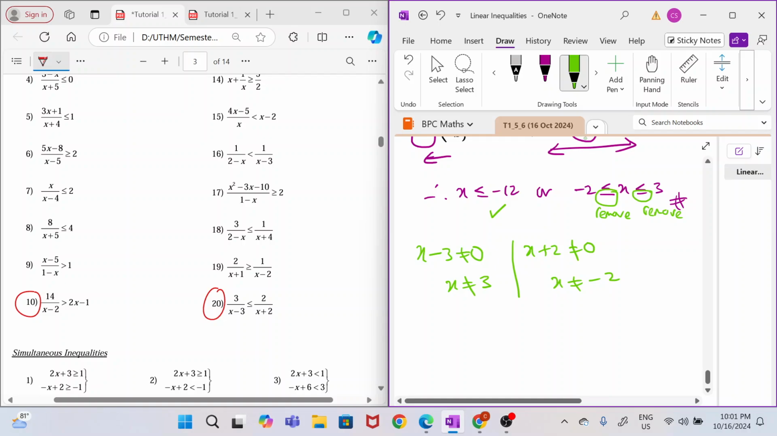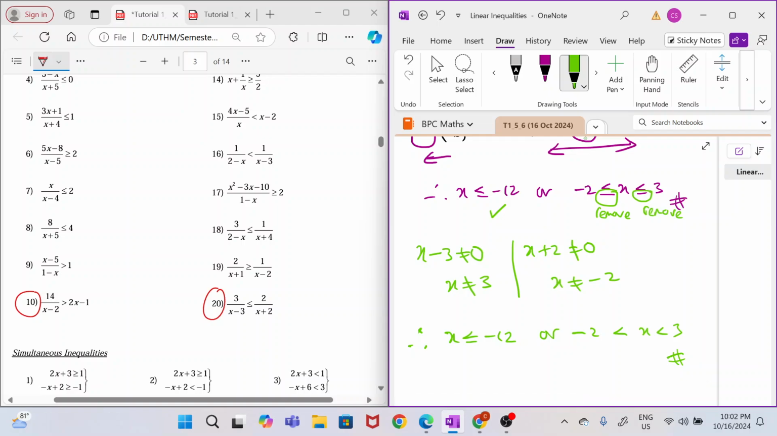So what is the answer now? The final answer would be x is less than or equal to negative 12, or x is in between negative 2 and 3. There's no equal there. Okay, don't put the equal. This is the thing.